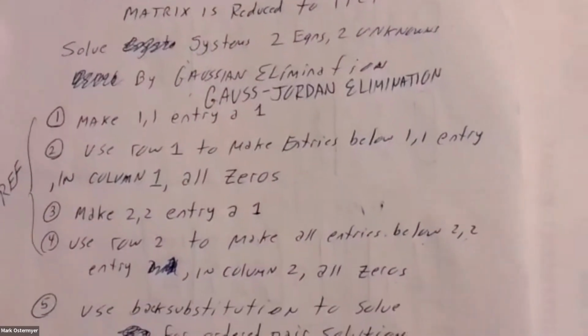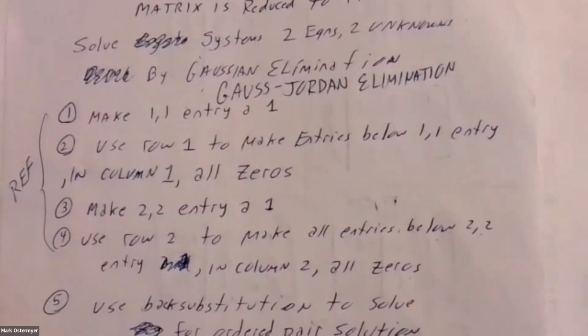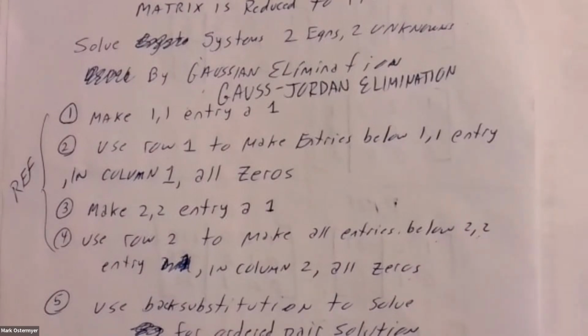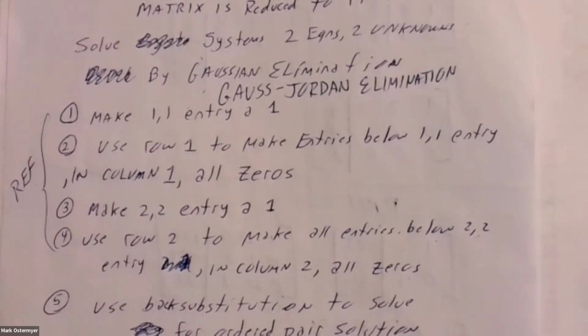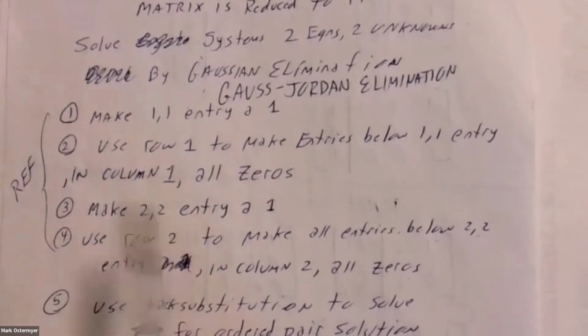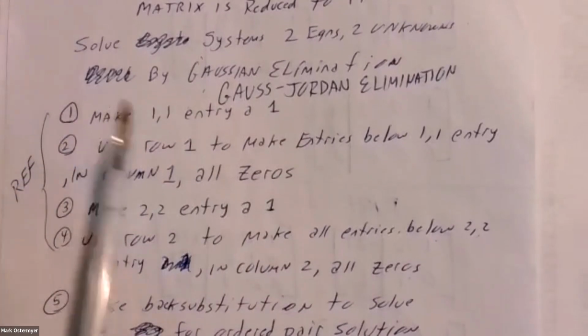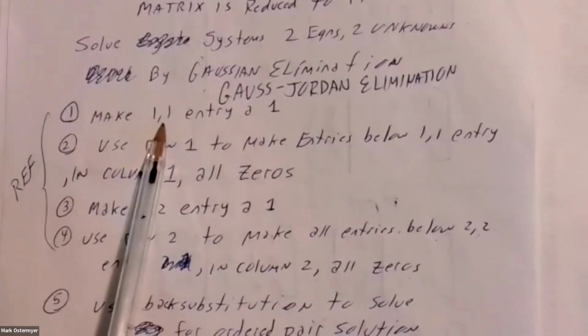I have written out the steps in order as to how we take a system of two linear equations and two unknowns, write it as a 2x3 augmented matrix, and then using elementary row operations, get our matrix into row echelon form. So using the Gaussian elimination method, how do we get our 2x3 matrix into row echelon form? Well, step number one, you have to make sure the 1-1 entry of your matrix is a 1.